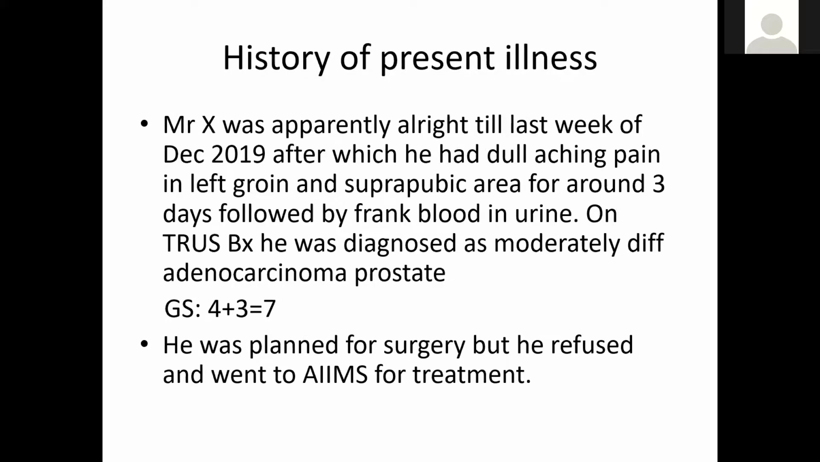Coming to the history of present illness, Mr. X was apparently all right till the last week of December 2019, after which he had dull aching pain in the left groin and the suprapubic area for around 2 days, followed by frank blood in urine. On transrectal ultrasound guided biopsy, he was diagnosed as moderately differentiated adenocarcinoma of the prostate. Gleason score was 7, 4 plus 3. He was planned for surgery, but he refused surgery and went to AIIMS for further treatment. Next slide, please.